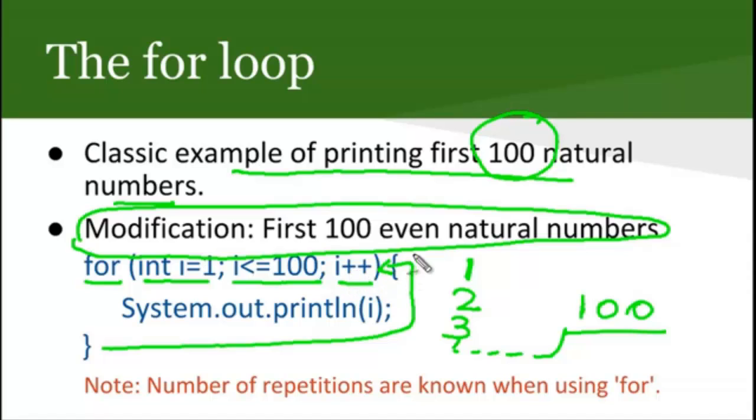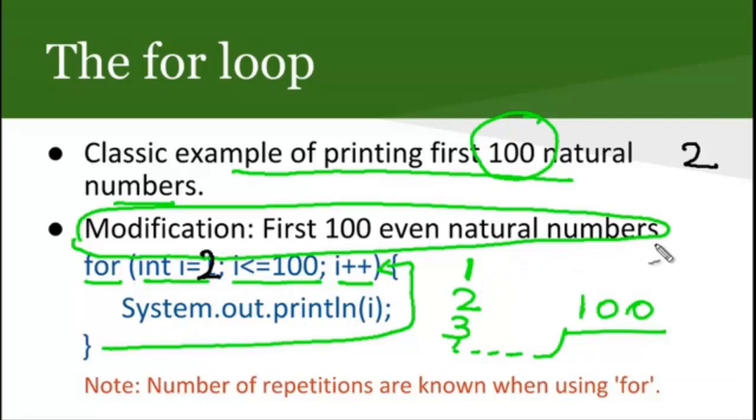So now what if we want to print the first 100 even natural numbers? What are the modifications to be made here? First of all, when we start off with even numbers, the first even number is 2. So the modification which we will make is we will convert I to 2.